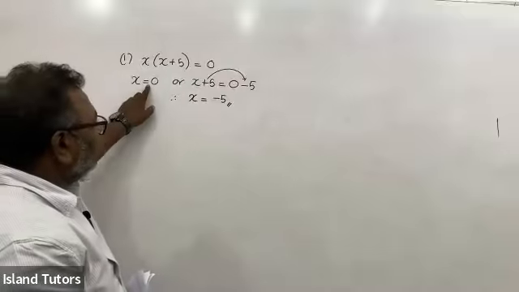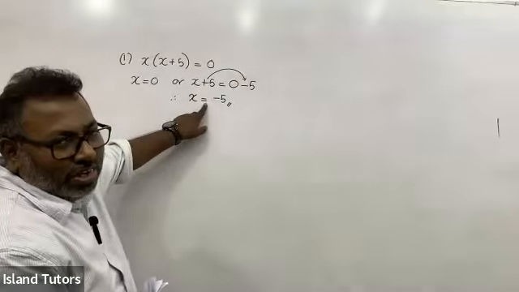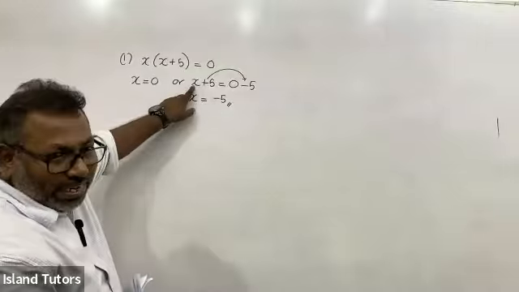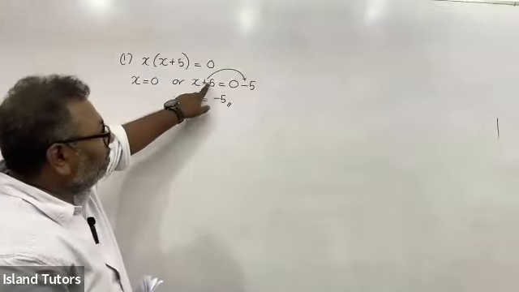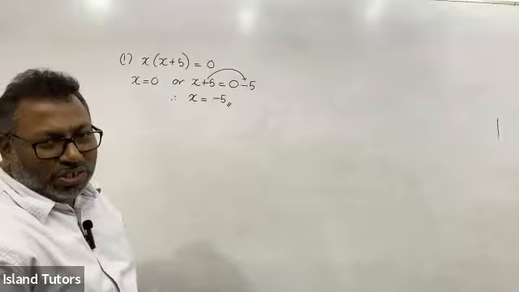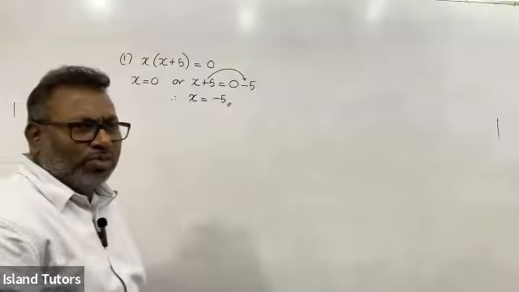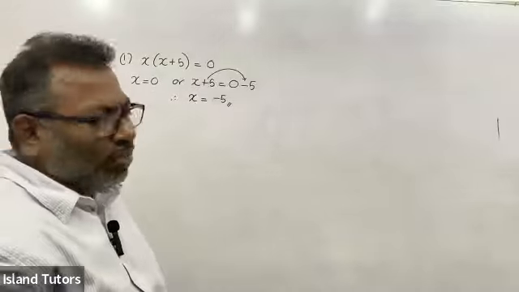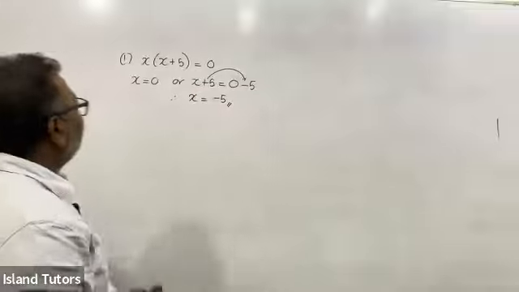Okay. So x is equal to 0 or x has to be minus 5. Why? If you put minus 5 in place of x here, minus 5 plus 5 will be equal to 0. So just a substitution over there. Okay. Right. So that is your first type of quadratic.